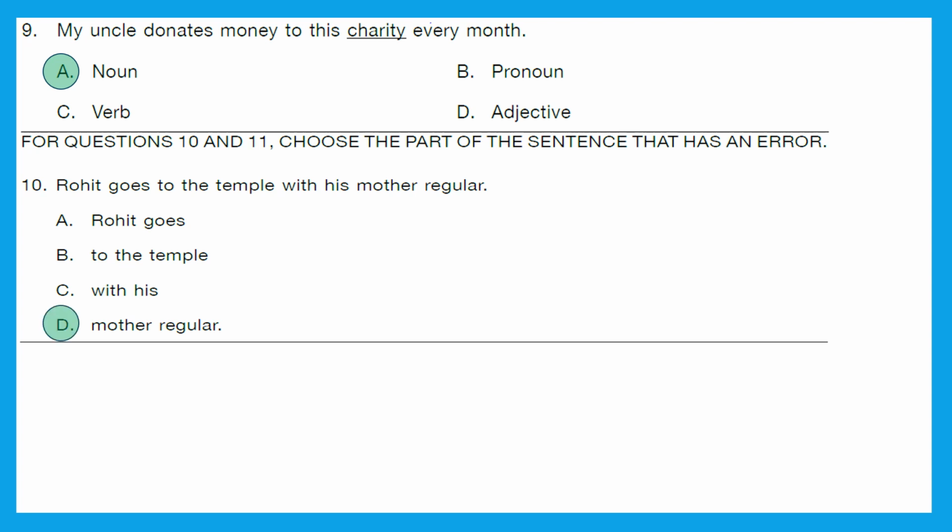And the right answer is option D, mother regular. Because here we should use: Rohit goes to the temple with his mother regularly.